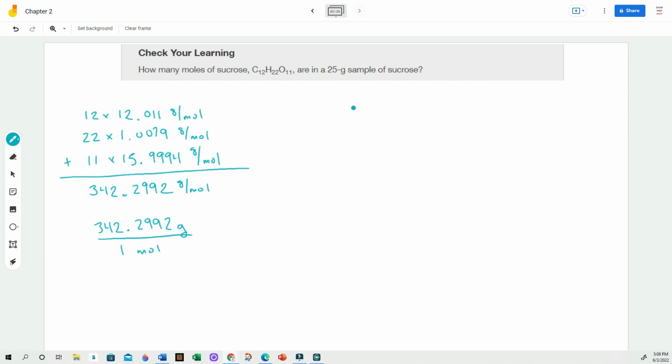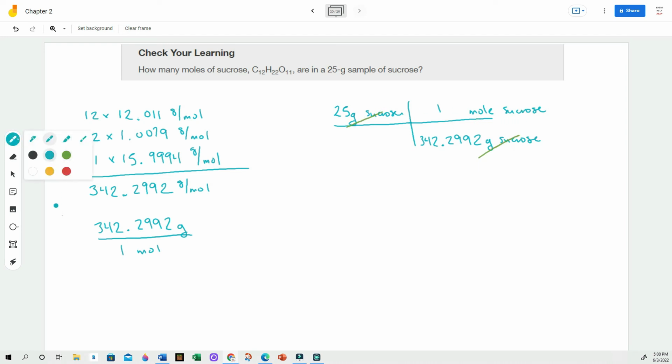Okay, now I can take my 25 grams of sucrose and convert to moles. So if I'm going to convert this to moles, then I want to make sure that my grams of sucrose is in the denominator here, and I have moles of sucrose in the numerator. So this is 1 mole and 342.2992 grams. Again, double checking my units. The grams of sucrose cancel, and I'm left with moles of sucrose, which is what the problem asked for. And so when I do this calculation, I get 0.073 moles of sucrose.